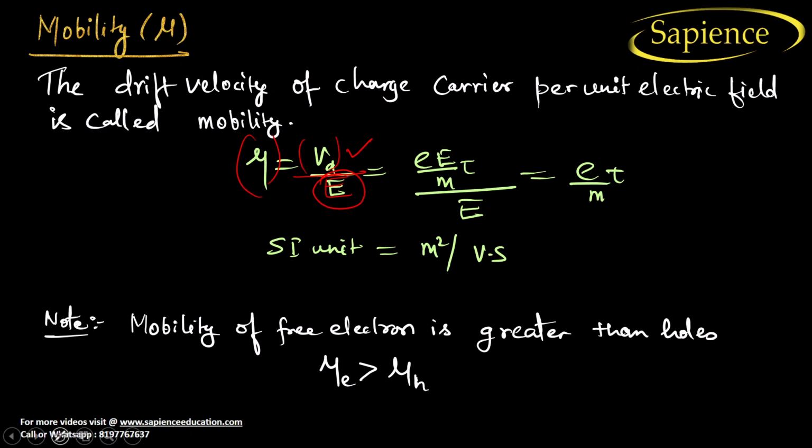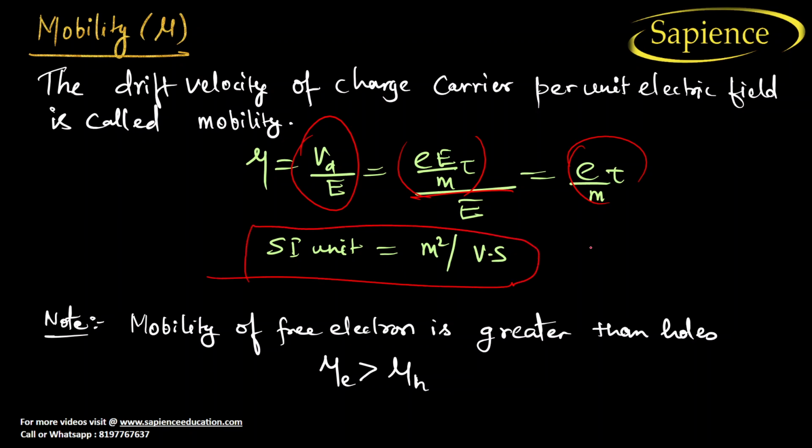So we can find the mobility like this. Mobility: what will be the drift velocity? It will be eE by m times tau, as we have already derived, divided by the electric field. So finally, we have got e by m into tau. And finally, the SI unit is meter square per volt second.